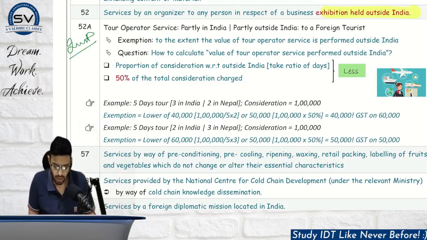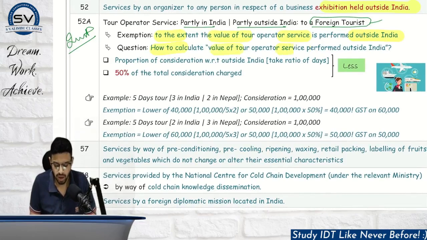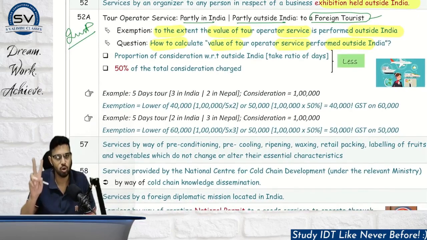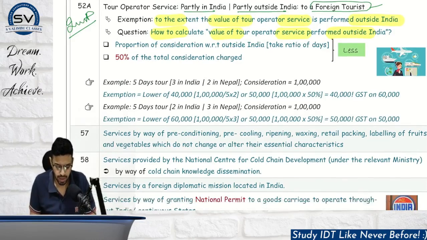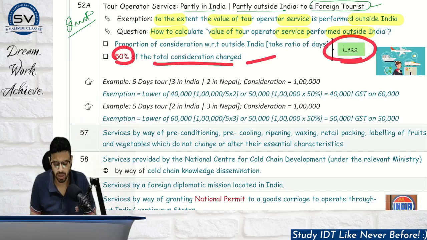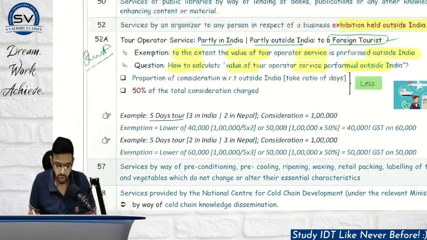Tour operator service. If it is happening partly in India and partly outside India, and this tour operating service is given to a foreign tourist, exemption will be given to the extent of the value which is performed outside India. Now the question comes, how to calculate this value of service performed outside India? You have to take two amounts and take the lower of both. Okay, first, the proportion of consideration with respect to that amount, you have to take the ratio of days. That I will cover in an example. The next amount is 50% of total consideration, whichever is less. Let's take a simple small example. If it is a 5-day tour, okay, before going further, I am stressing on 2 points.